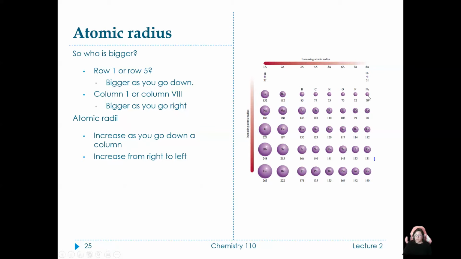We see the smallest ones over on the right, and the biggest ones over on the left. Now, my atomic radii increase as I go down a column, and increase from right to left. Okay.